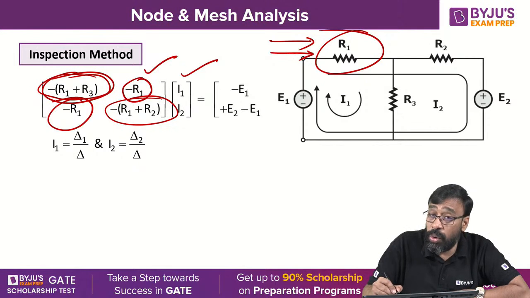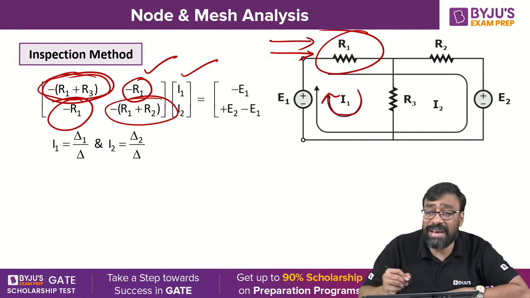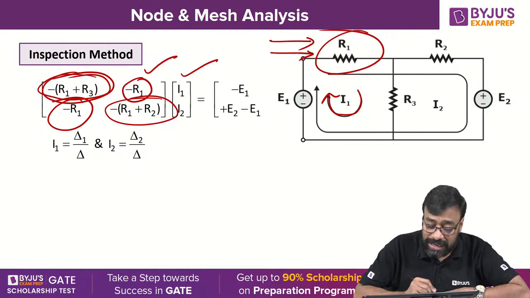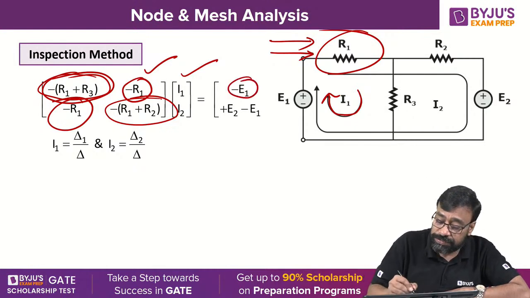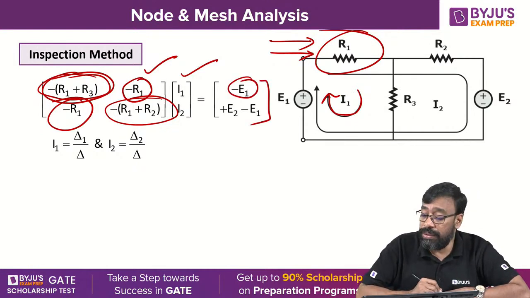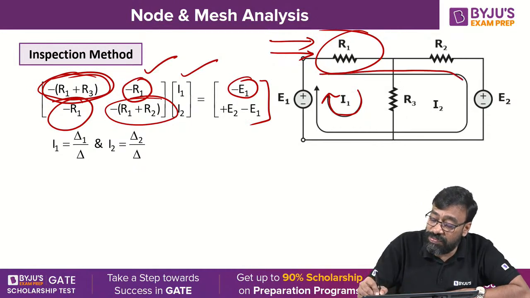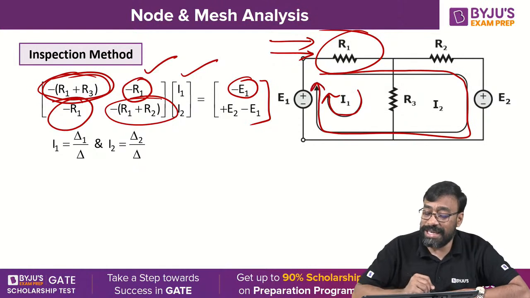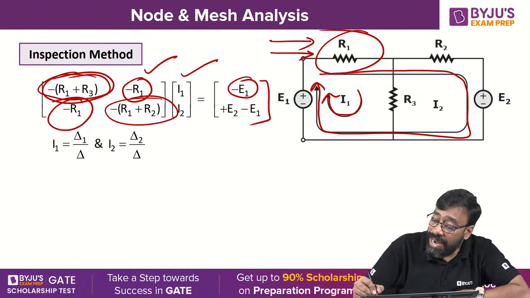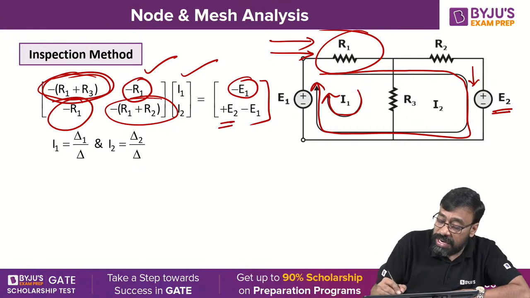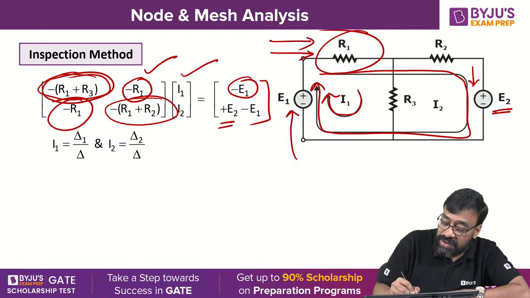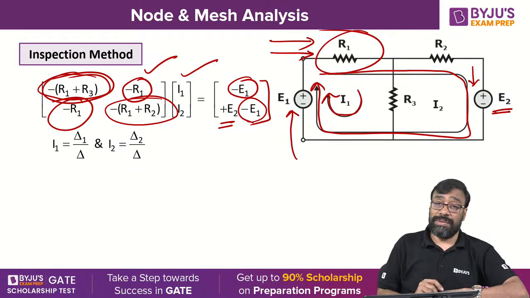Now, the voltage source belonging to the first loop only is E1. How does I1 touch the polarity? Minus first, therefore minus E1. Yes or no? Okay. Now, what about the second loop? The second loop consists of two voltage sources, one is E2, the other is E1. Now, I2 is touching positive polarity first in the case of E2, therefore plus E2. And I2 is touching negative polarity first here, therefore minus E1. So, E2 minus E1. That's it.